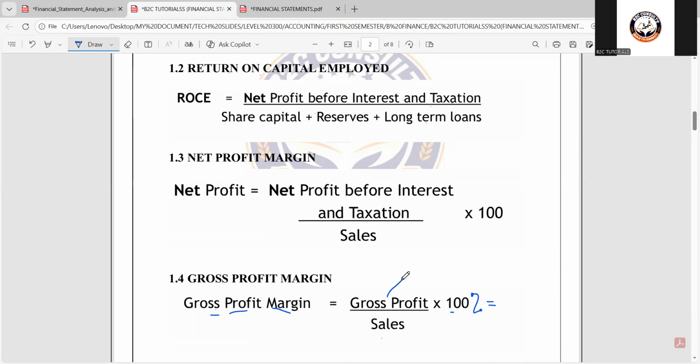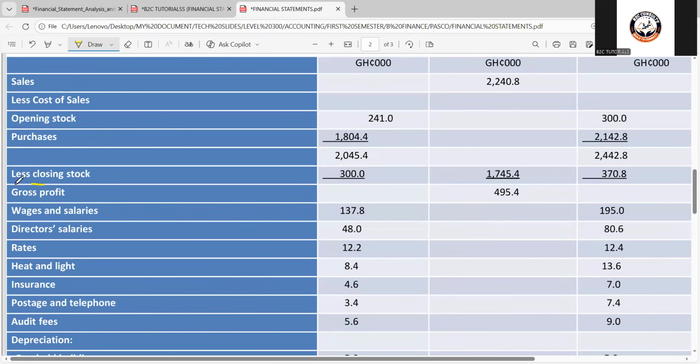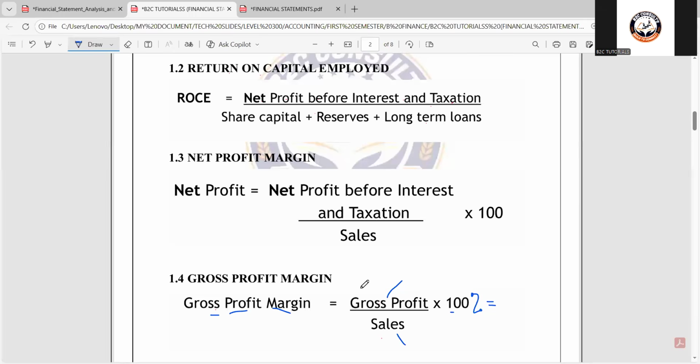Now, I've explained what gross profit is and I've explained what sales is to you. So when you go to your financial statement, gross profit is already here as 495.4, and your sales is already here in the profit or loss account as 2240. Just divide this number by this number and multiply your answer by 100. When I do so, I have determined what they call the gross profit margin. Then the next one is net profit margin. It is the net profit before interest and tax.